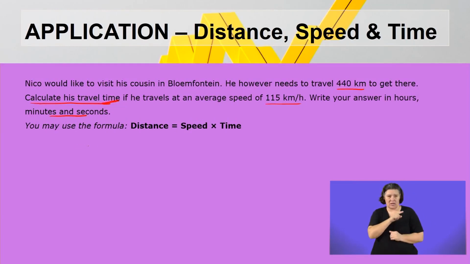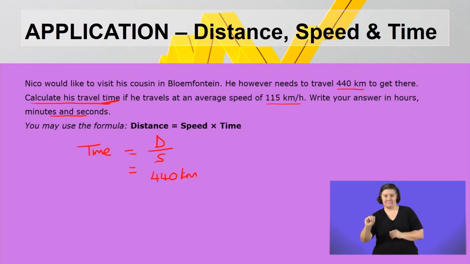So therefore I'm going to say time equals distance divided by speed. Can you see how I changed the formula? Distance is no longer the subject of the formula, but time is. Step 1 is my formula. Step 2, I'm going to substitute into this formula. So what is my distance? That is 440 kilometers. And what is my speed? Average speed here is 115 kilometers per hour.